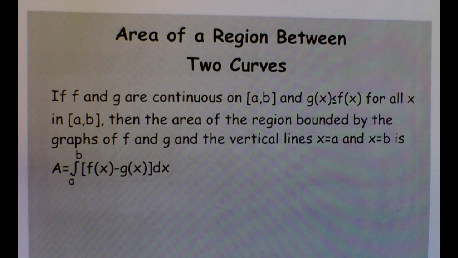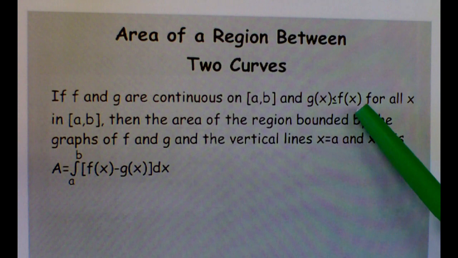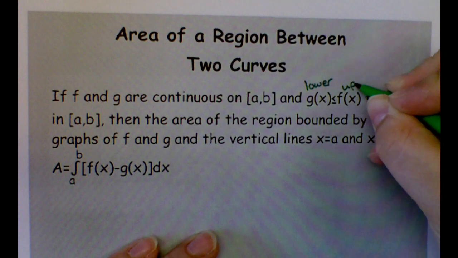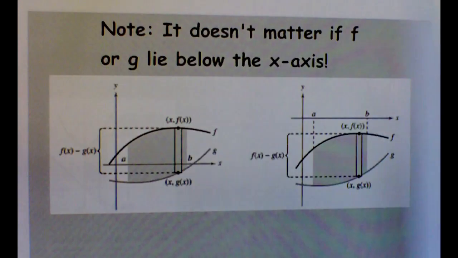So the area between two curves. F and g are both continuous on the interval, and g of x is less than or equal to f of x for everything in that interval. Basically, this just means g of x is the lower function, f of x is the upper. The area of the region bounded by the graphs of f and g and the vertical lines x equals a and x equals b is the definite integral from a to b of f of x minus g of x dx. Top minus bottom. There we go. Also note that it does not matter if they lie above or below the x-axis. It's going to work out exactly the same no matter what.